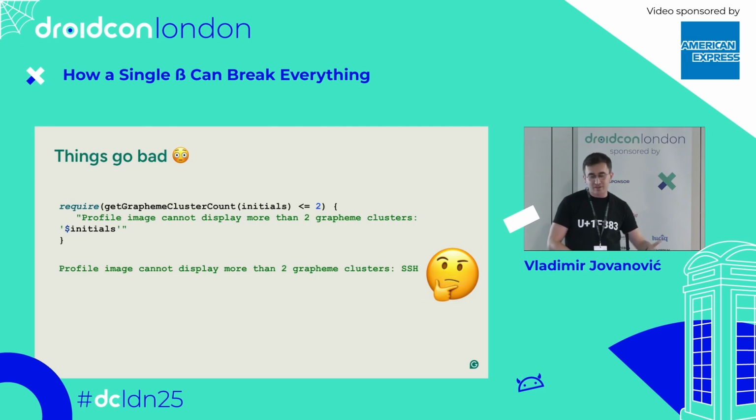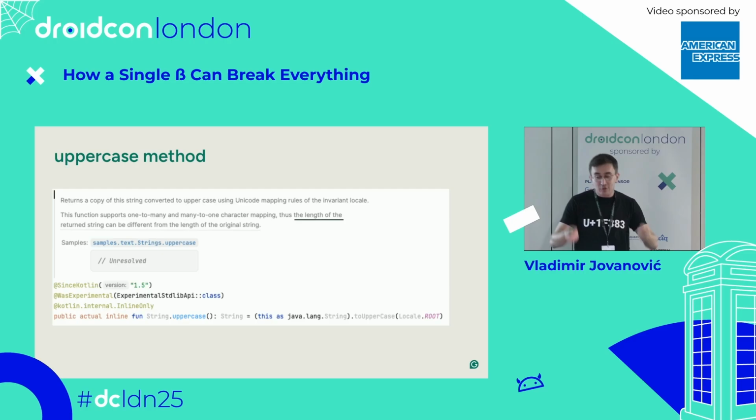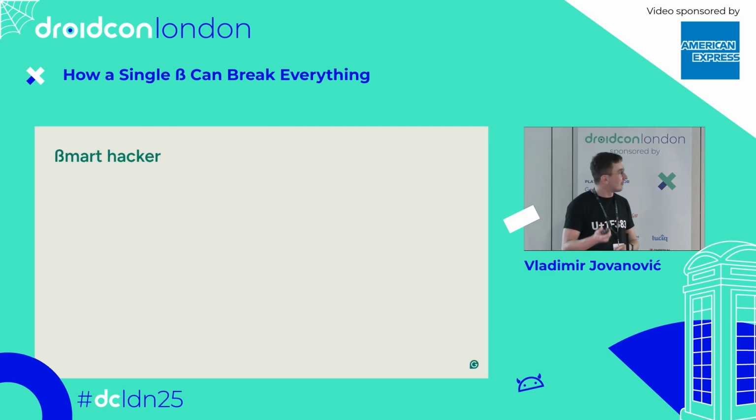So I open the code base and start looking into the getInitials function. Yes, I split the username into words. I get the first grapheme cluster at most 2 times. I put them together, and then I uppercase them. And then I get 3 grapheme clusters. So it's the uppercase method. So I open the documentation for the uppercase method, and it says the length of the returned string can be different from the length of the original string. Did you know this? I didn't. So then, after some digging through the response on the homepage, we find this user.